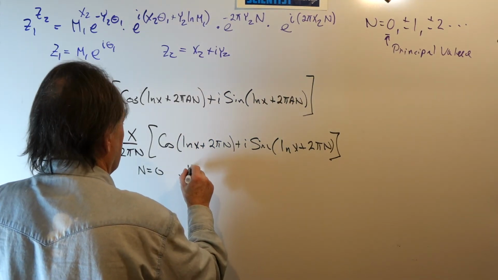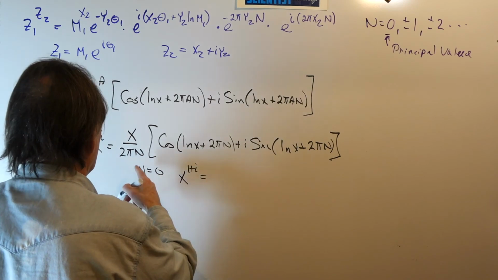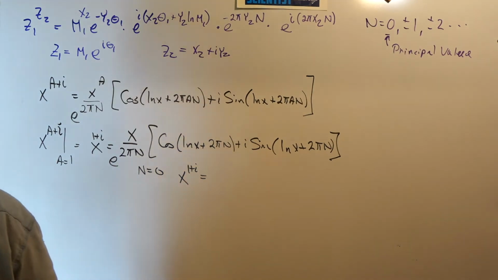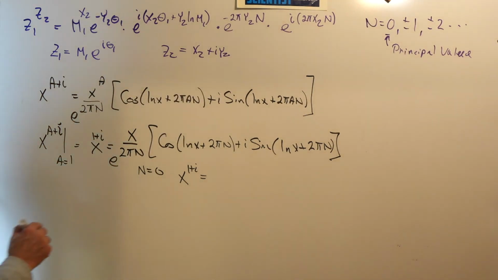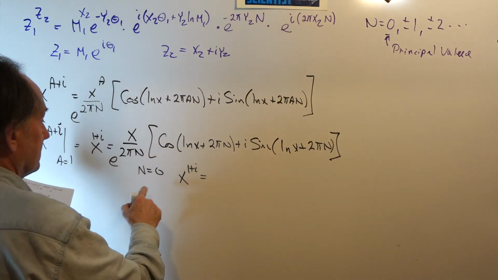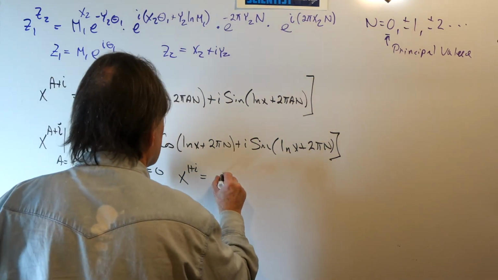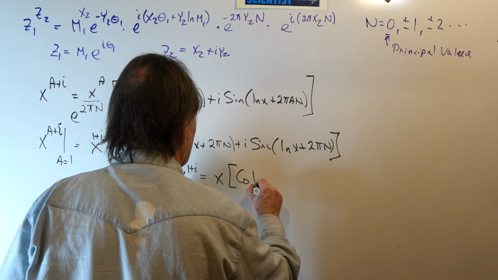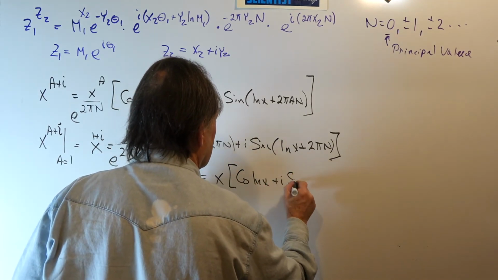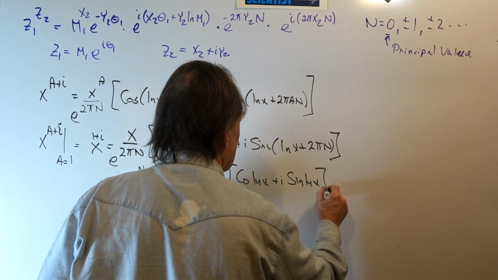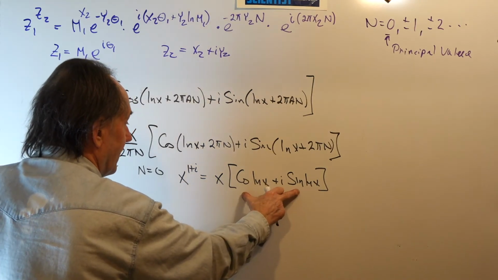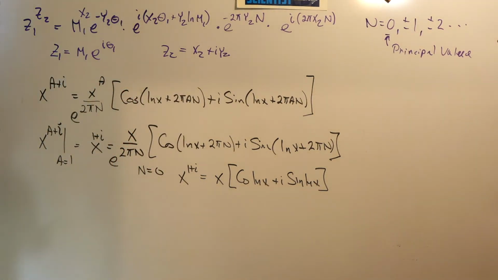So when n equals 0, x to the 1 plus I is equal to, or I'm sorry, this is e raised to the power. So when n is equal to 0, e to the 0 is 1. So we just end up with x times, and n is 0, this drops out and that drops out. So we have the cosine of the natural log of x, plus I times the sine of the natural log of x. So it's an interesting form. X raised to the 1 plus I power, the principal value, involves sines and cosines. Now we can make use of that.